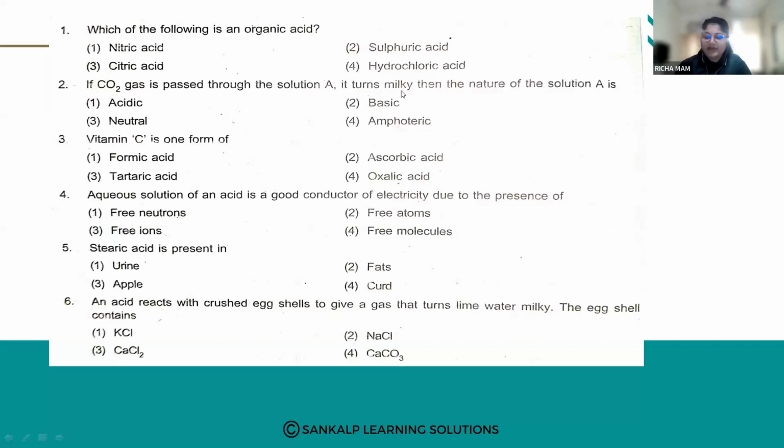Now, when we discuss acids, there are two types of acid. One is the organic acid, another is the inorganic acid. Organic acid means what? They are obtained naturally. Inorganic means they are man-made. Now, they have asked, among the following four options, which is the organic acid.